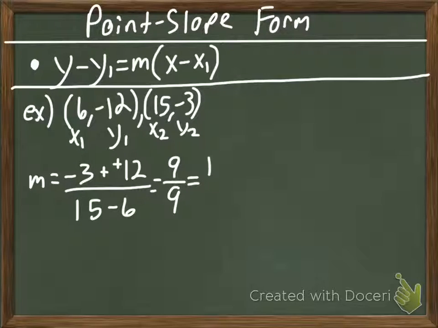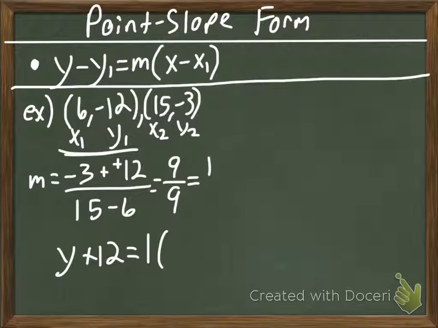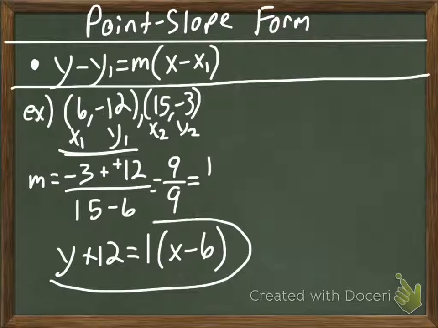And what we have to do now is the easy part. We already have a point labeled x1, y1. So let's just use that as our point on the line. So it's going to be y plus 12 equals 1 times x minus 6. And there we have our point slope form of the line. So really the only thing we added in was finding the actual slope.